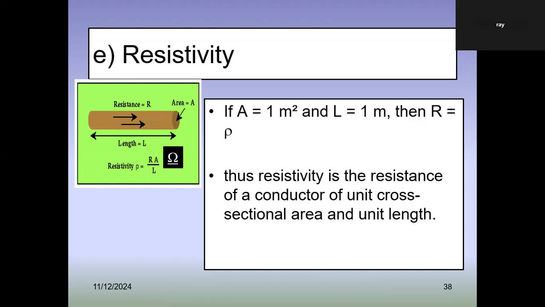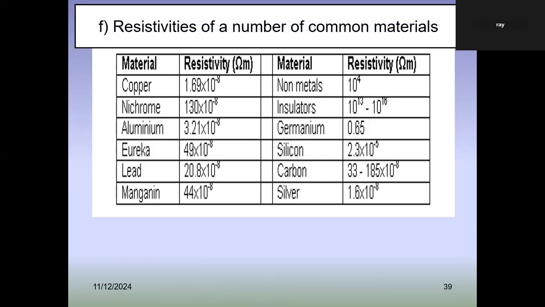So resistance is measured in ohm. Cross-sectional area is measured in meter square. Length is meter. So the unit for resistivity is ohm meter. No need to memorize.